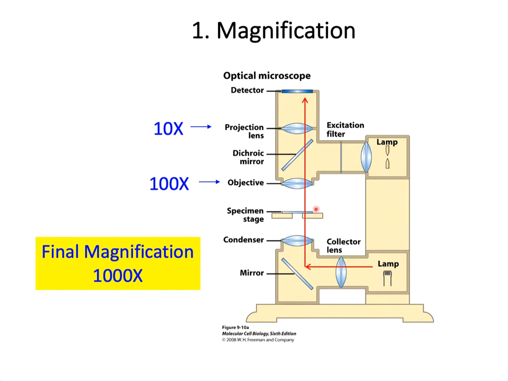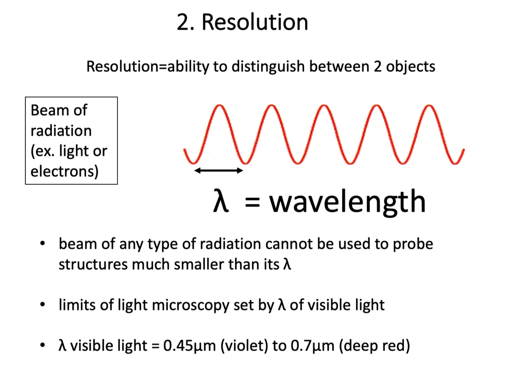The light passes through the objective lens and then through the projection lens, which often gives additional magnification. In this example, it is 10x, which is common to most light microscopes. So in this example, the final magnification for the light microscope is 1000x. From the projection lens, the light passes to a detector. Today, the detector can be a computer screen, but most often the detector is just your eye.